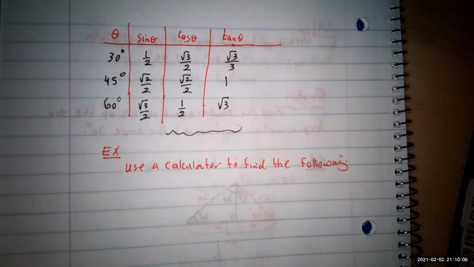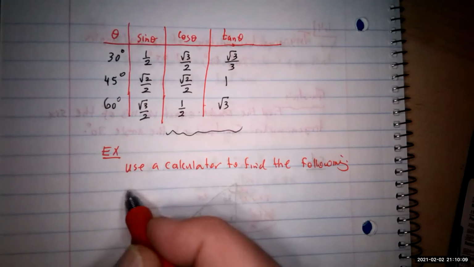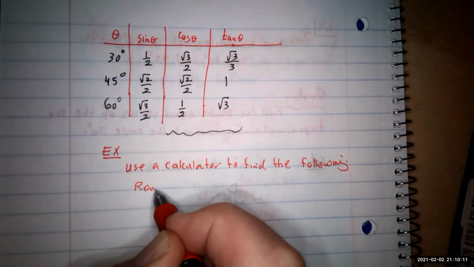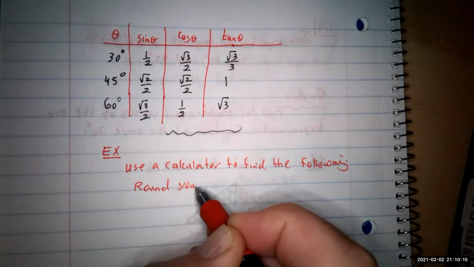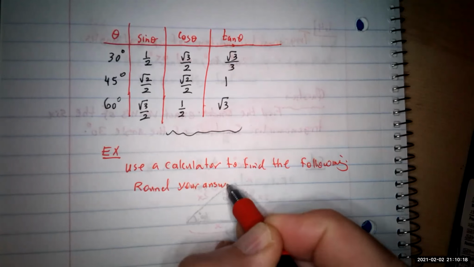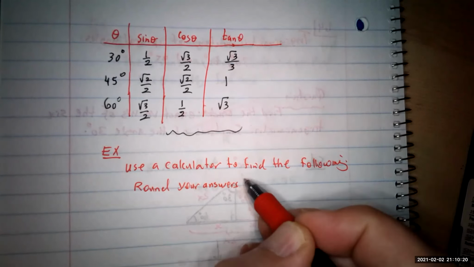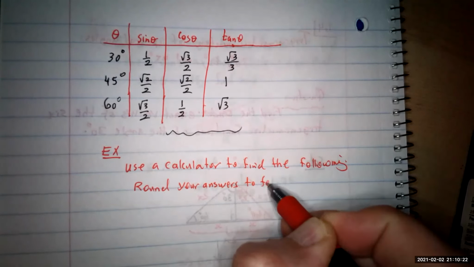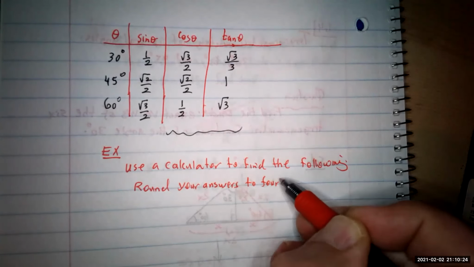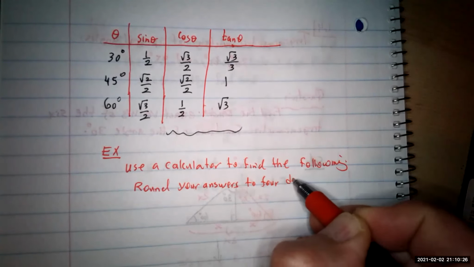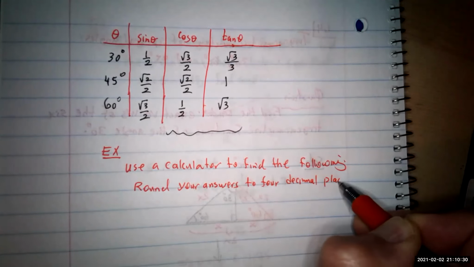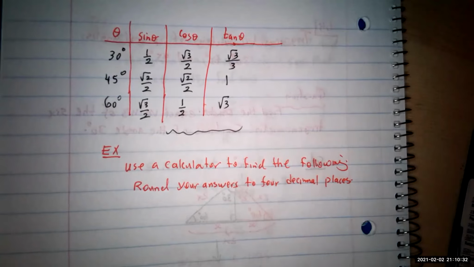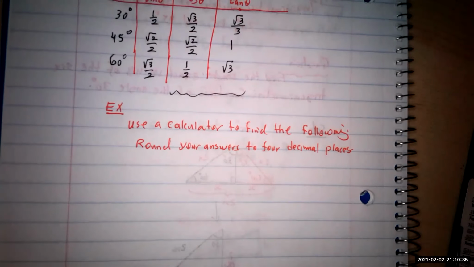And they may give you the instruction. In this case, they ask you to round your answer to 4 decimal places, because when you use your calculator, you are going to have quite a lot of digits.